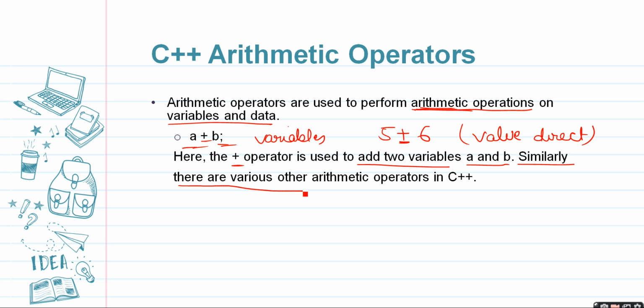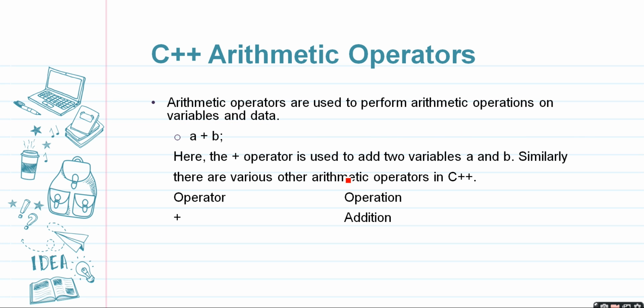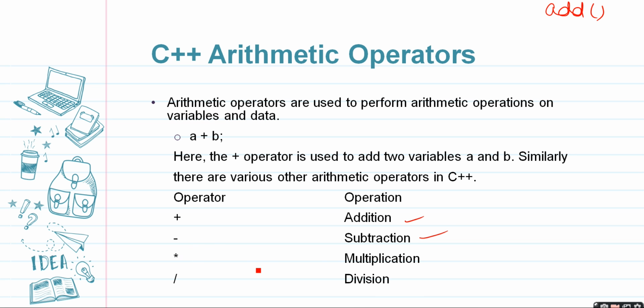Similarly, there are various other arithmetic operators in C++. What are those? We have a list of arithmetic operators here. First of all, the addition operator. We already have seen this, right? And we have used this one in our add function previously. This is called the addition operator. Then we have subtraction for this symbol, then multiplication, division, and finally the modulus operator.